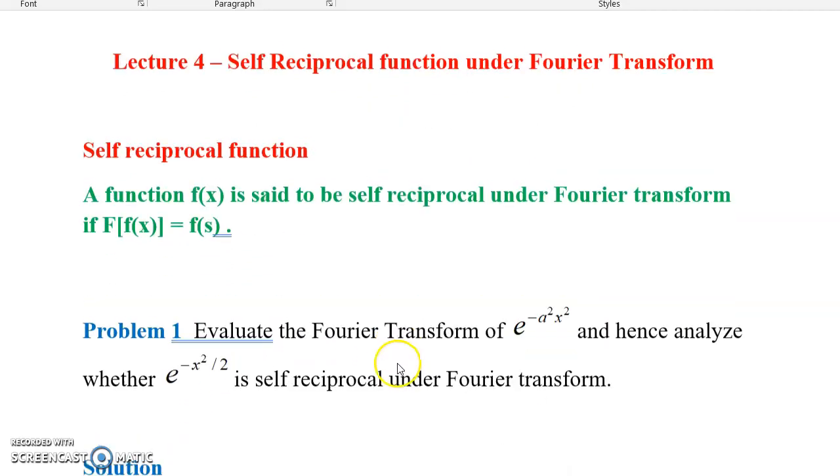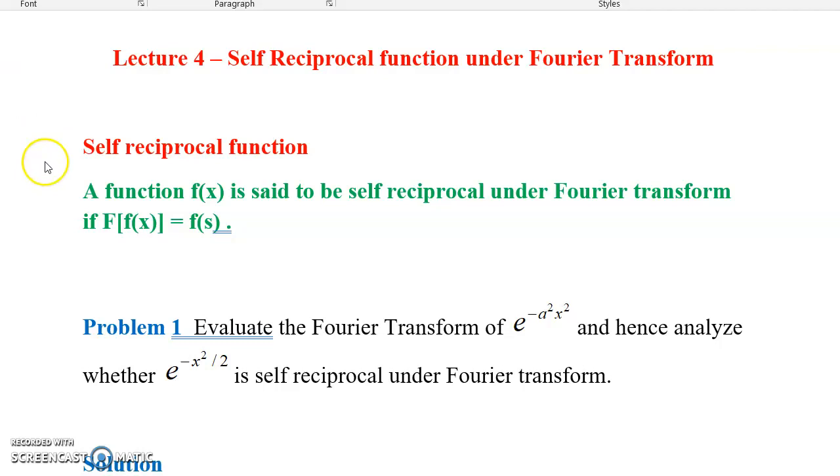So before going to the problem, first let us see what a self-reciprocal function means. A function f of x will be self-reciprocal under Fourier Transform if the image will be preserved. That is, when you take the Fourier Transform of an input, the same input will come as the output, of course in terms of s, because the time function will be transformed to a frequency domain function under Fourier Transform. So if the same function again comes back as the answer, this particular function f of x will be called a self-reciprocal function under Fourier Transform.